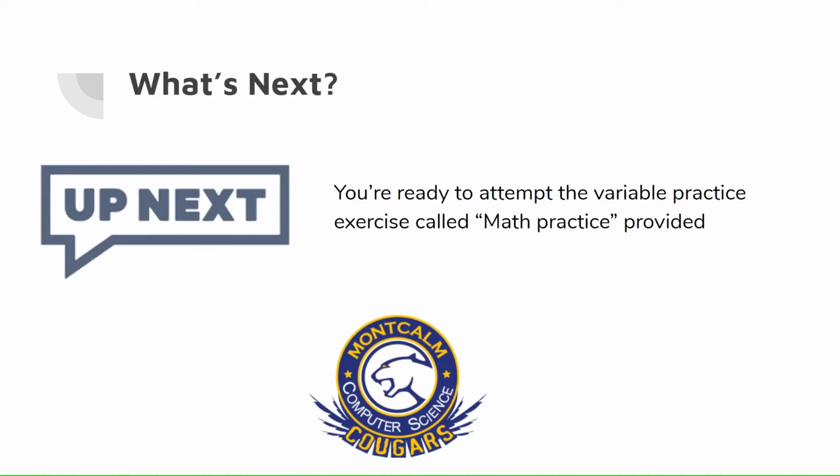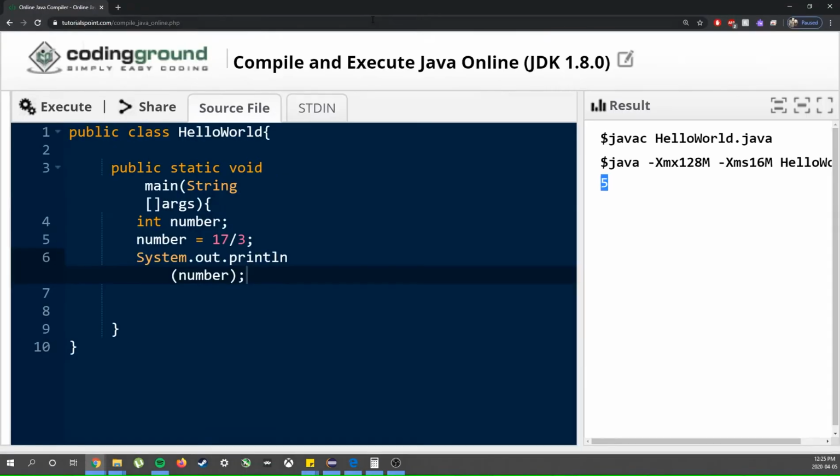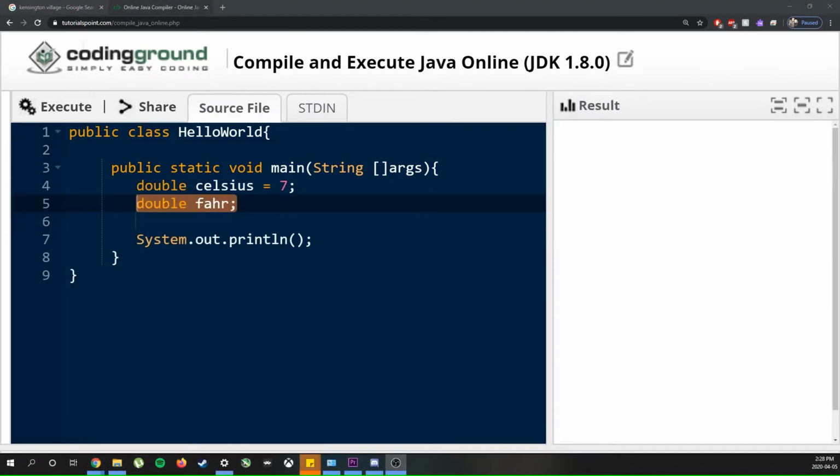I'm going to go through just an example here before you start your math practice exercises, and I'll give you some basic instructions there. So if we were given this scenario where I needed to convert what the temperature is in Celsius to Fahrenheit, I could do that using code here.